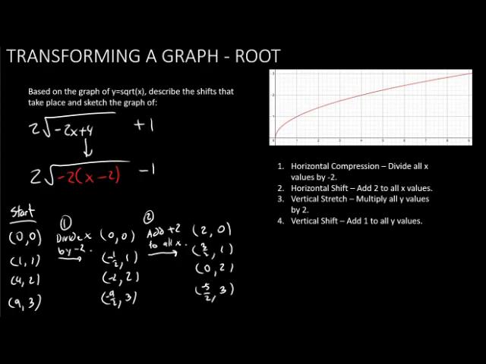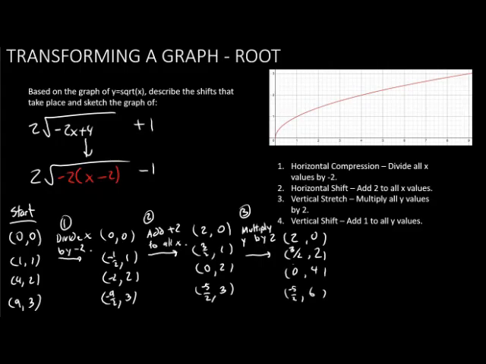Now we move on to step 3, where we multiply all of our y values by 2. This means for this step the x values will not change. Whatever they were in the previous step, they will stay that way. For each of the y's, we multiply them by 2, so 0 times 2 gives 0, 1 times 2 gives 2, 2 times 2 gives 4, and 3 times 2 gives 6.